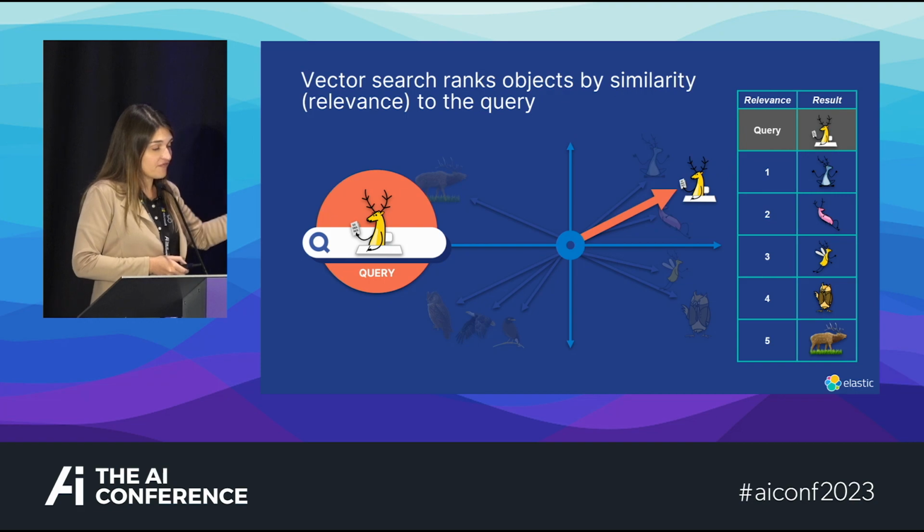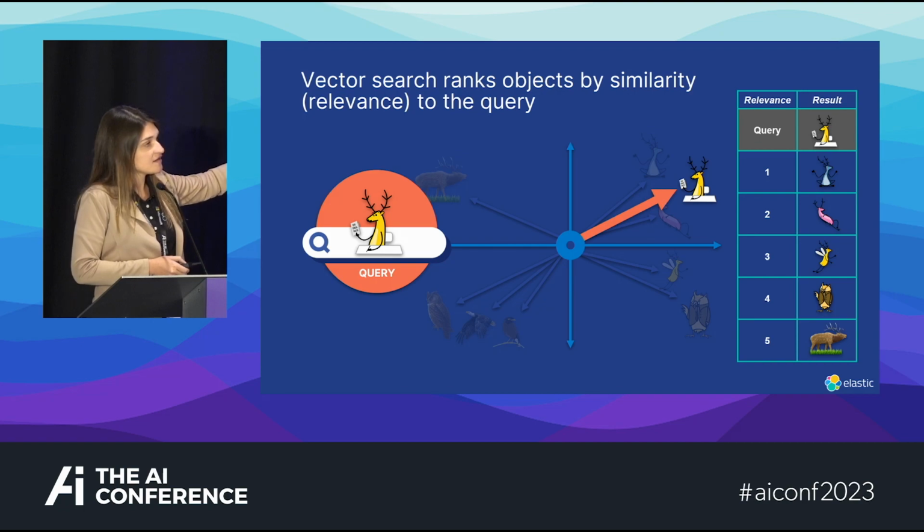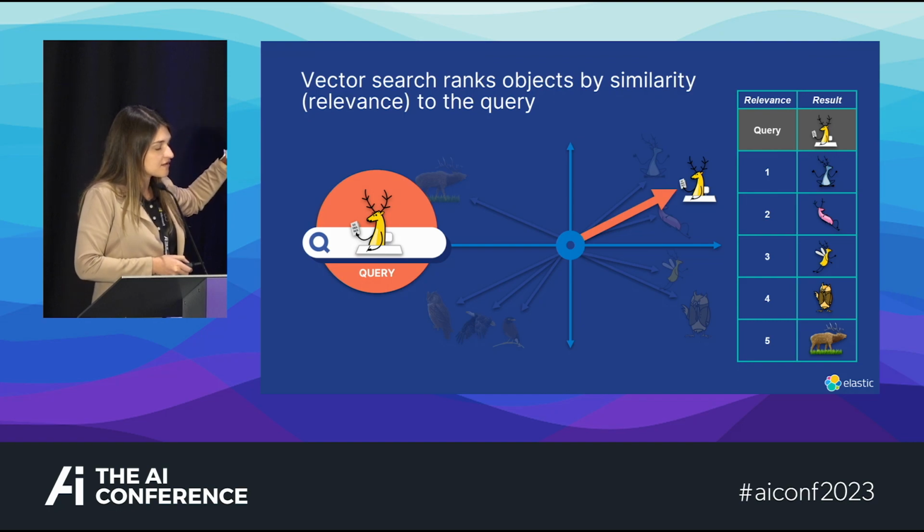In the end, when you perform vector search, it will rank objects by similarity to the query. So here we have the student elk again, and I am performing the vector search here, so this is the query. As you can see, the vector representation of the student elk is really close to the most relevant results, which are actually the other cartoon versions of the elk. So in the embedding space, the query and the relevant data are really close to each other, and this is how it works.